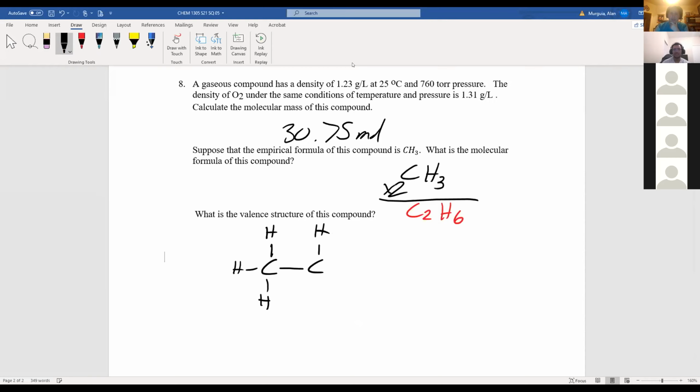We attach each one on each side where they can. And yeah, this is perfectly its valence structure, seeing as carbon can only have 4 bonds. It's bonded to a hydrogen and then another carbon. And same thing for the second carbon we have here, matching the molecular formula. So this is exactly the valence structure for this compound, which is ethane.